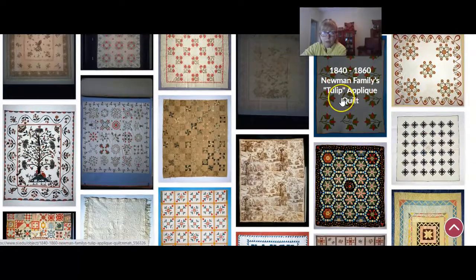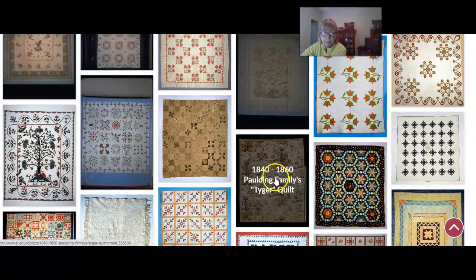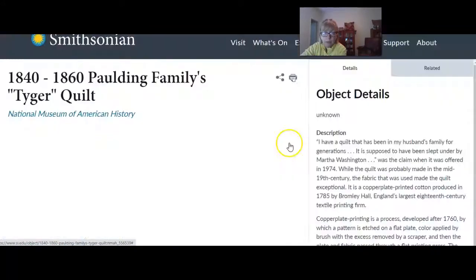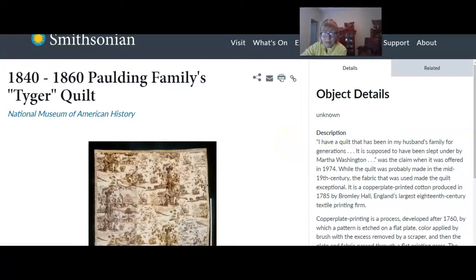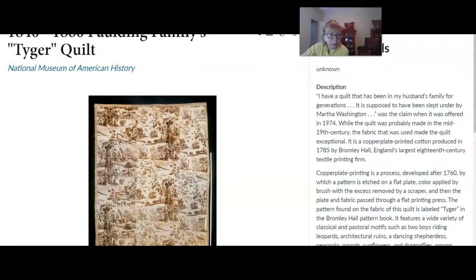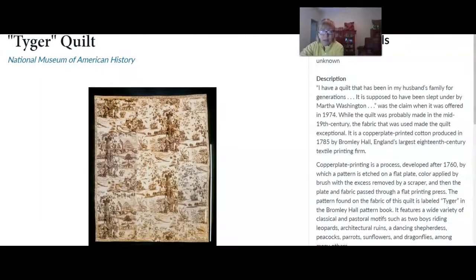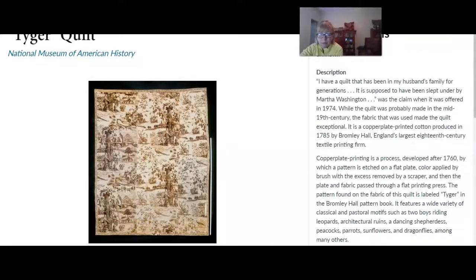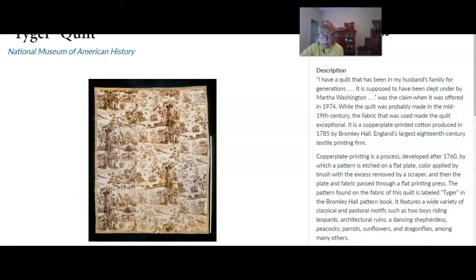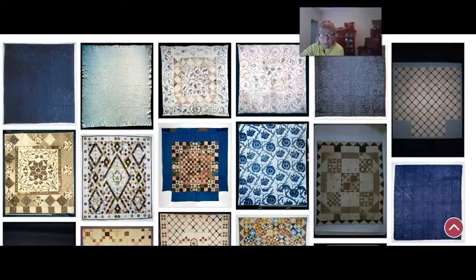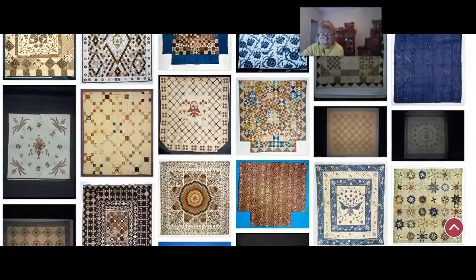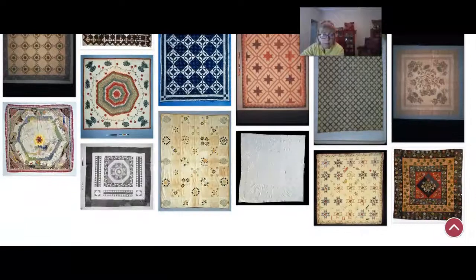How beautiful. Tulip applique and tiger quilt. Wonder why this is called a tiger quilt. Anyway, it's probably made in the mid-19th century, and it's from a Bromley Hall pattern book. So it has two boys riding leopards, architectural ruins, dancing shepherdess, very romantic, very in its ethos and its design and aesthetic. And then we go further and further.